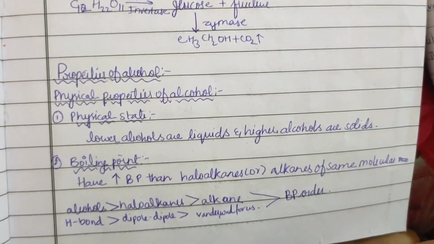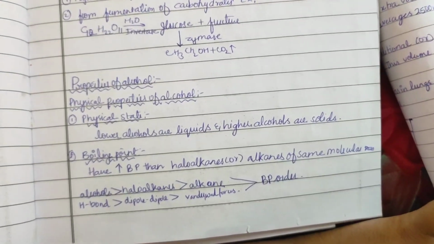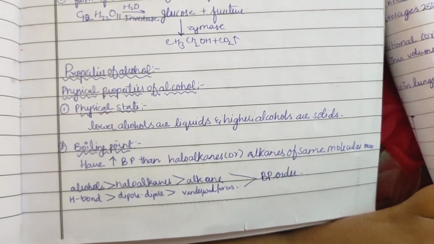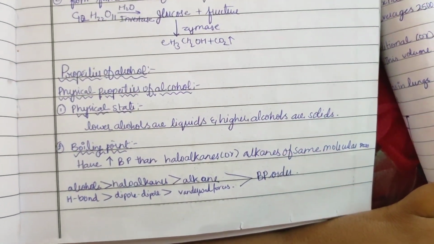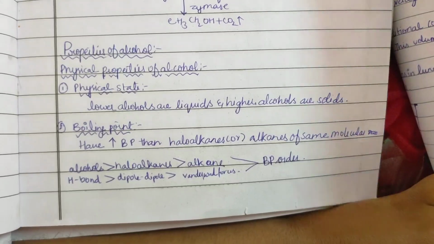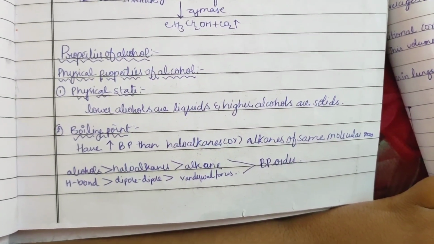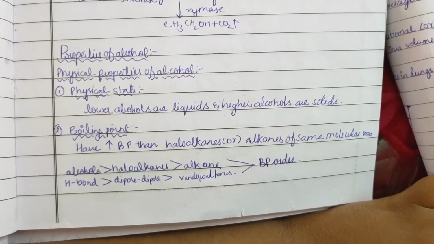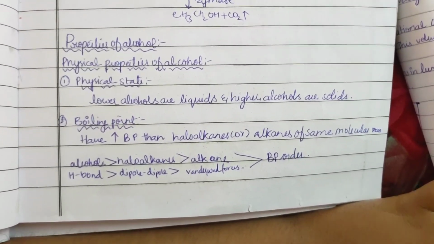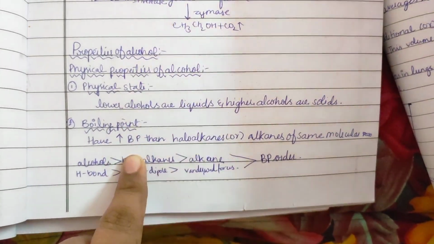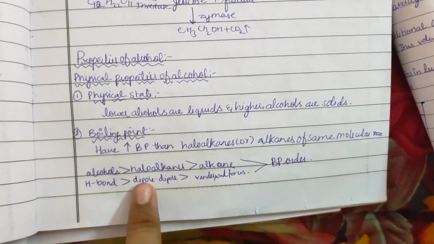First is physical state. Lower alcohols are liquid and higher alcohols are solid in state. Boiling point: they have higher boiling point than haloalkanes or alkanes of same molecular formula. For example, alcohols are greater than haloalkanes, greater than alkanes, due to hydrogen bond. Then haloalkanes have dipole, whereas alkanes have van der Waals forces. Alcohol is greater than haloalkanes greater than alkanes, which is the boiling point order of these three when compared to each other.